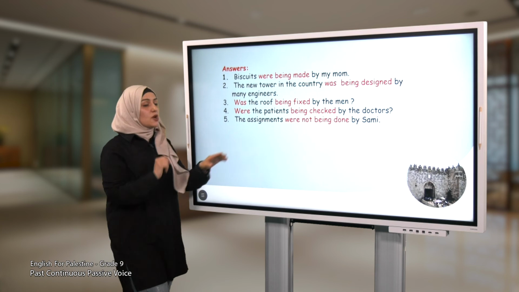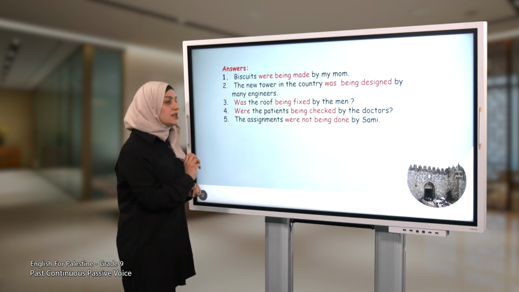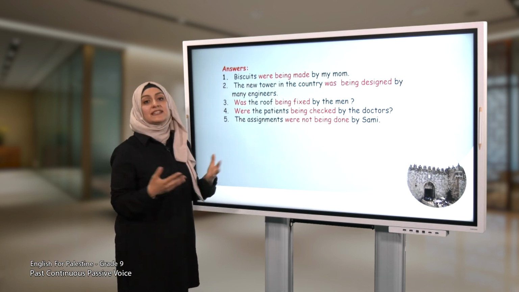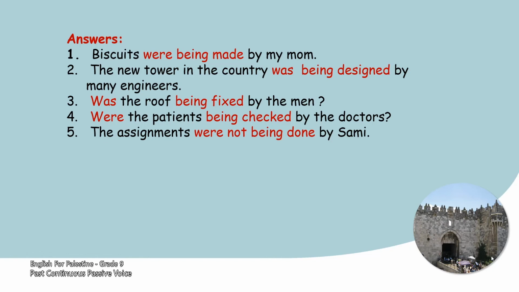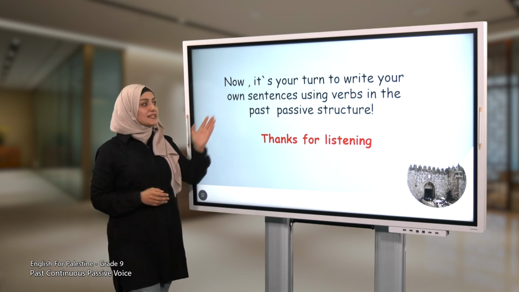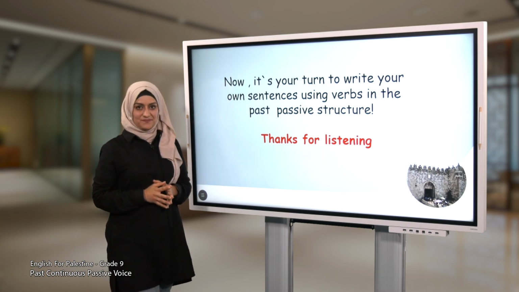Here notice, when you have not in the active sentence, simply you put it after the verb to be in the passive sentence, after was or were not being done by Sammy. Now it's your own turn to write your sentences using verbs in the past passive structure.